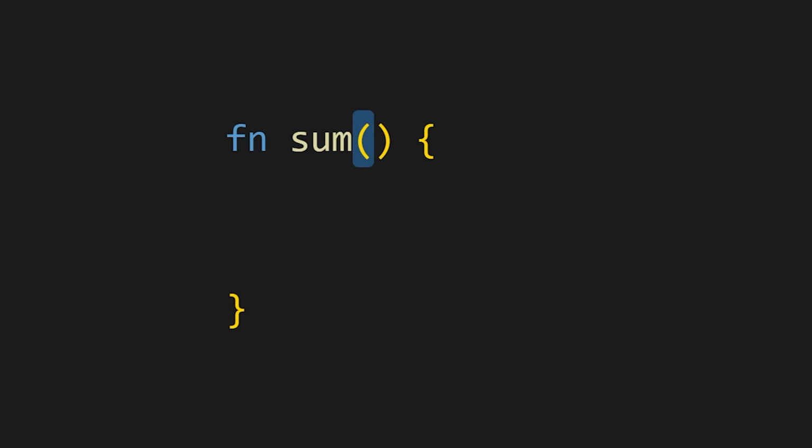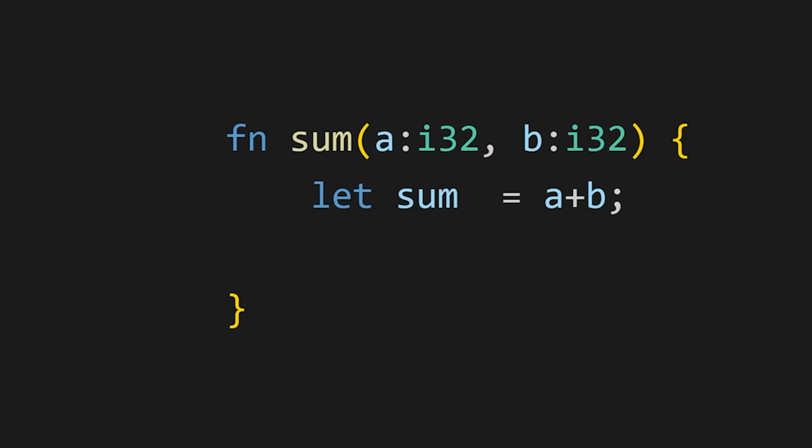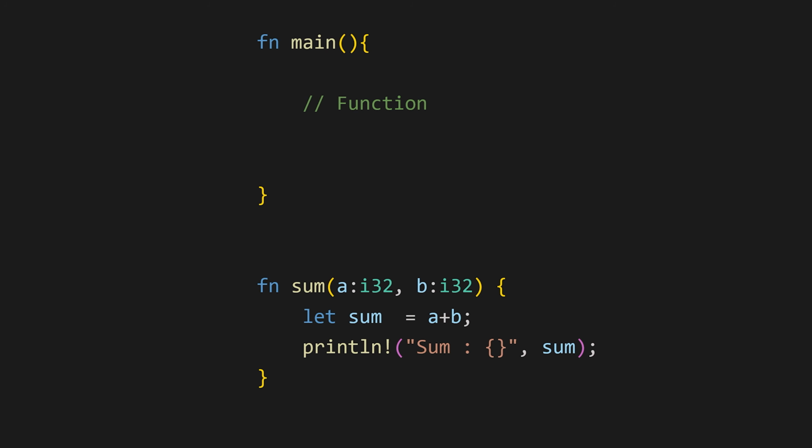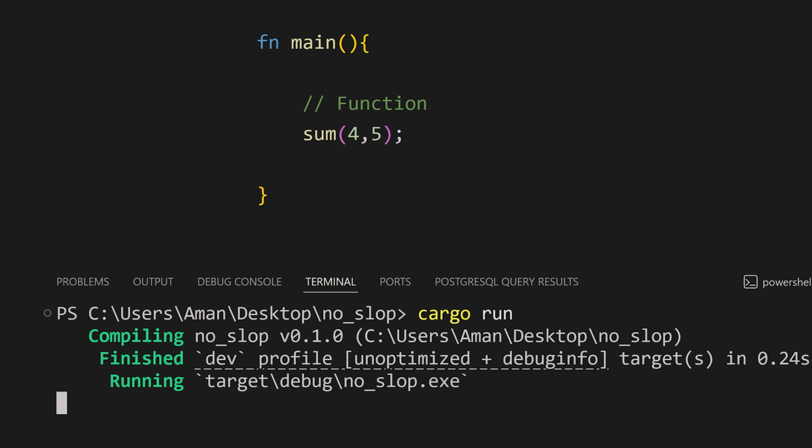We can also pass values to a function through these parentheses. To declare parameters, we write the variable name followed by a colon and its data type. Here, I've got two parameters a and b, and I'm simply adding them together, storing the result in a variable called sum and then printing it. Now, if I pass two values to this function, their sum will be printed.